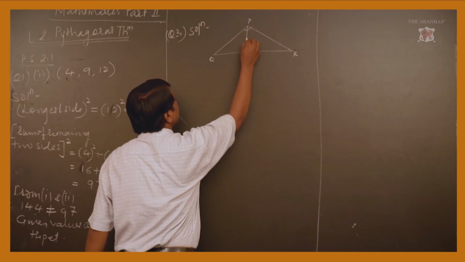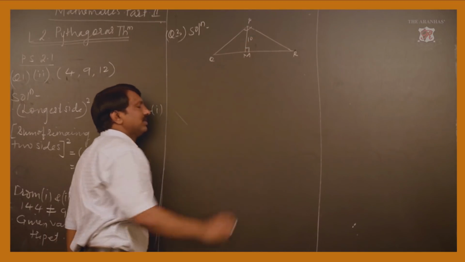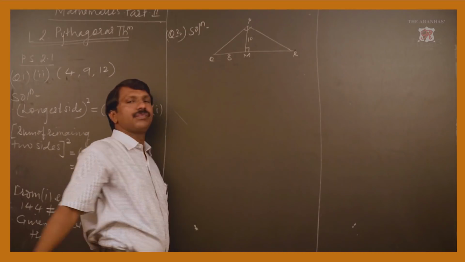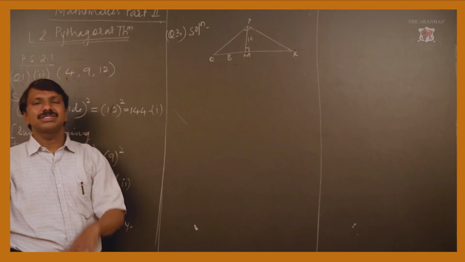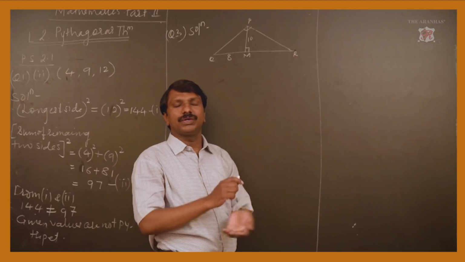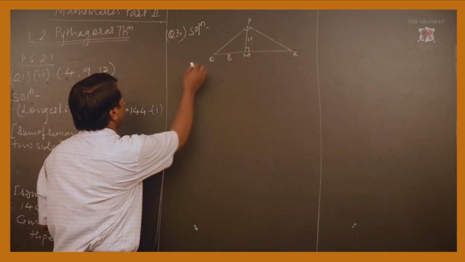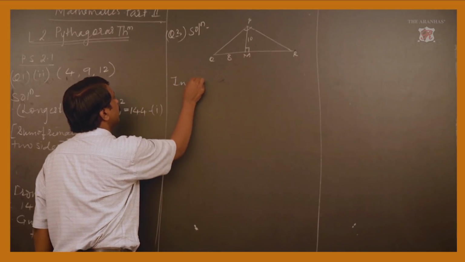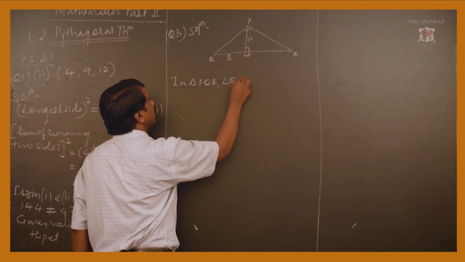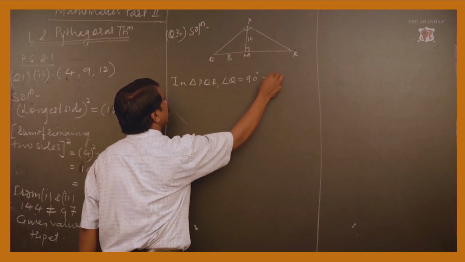So PM segment is 10 and QM is given as 8. In short, I discussed it here. Then the question is: find the length of QR. In detail we can mention: suppose in triangle PQR, angle Q equals 90. First, it is given.